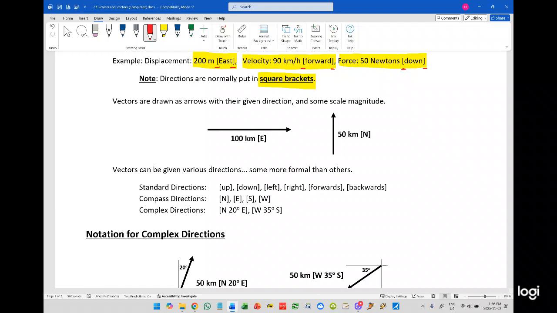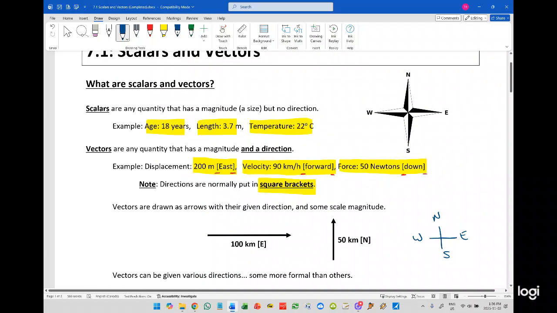So for instance, if I look at the two arrows on the paper here, 100 kilometers east and 50 kilometers north. This, of course, is going based on our normal cardinal points of north, east, south, west. And I'm not sure why I drew that because I think it's literally right there above us, north, east, south, and west.